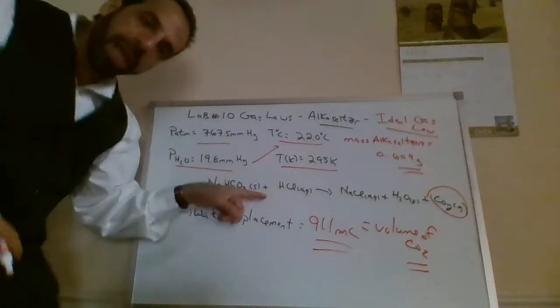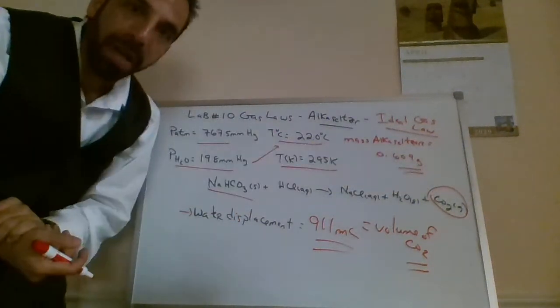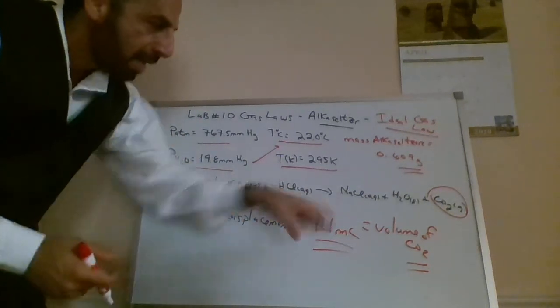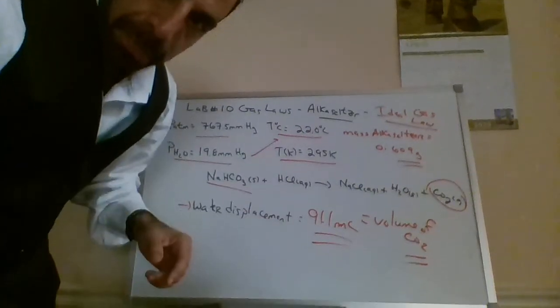So we actually ran this reaction early on in the semester. But in this case, we're going to get it by the standpoint of carbon dioxide gas. So when I ran that reaction, I produced 91.1 milliliters of water. That's equal to the volume of carbon dioxide gas for this reaction.